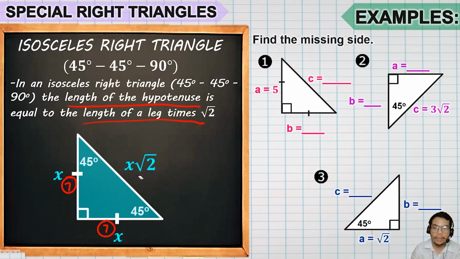So kung ang sukat ng, for example, isang leg ay 7, ibig sabihin ang hypotenuse natin ay 7 square root of 2. Nagmultiply ka lang ng square root of 2.